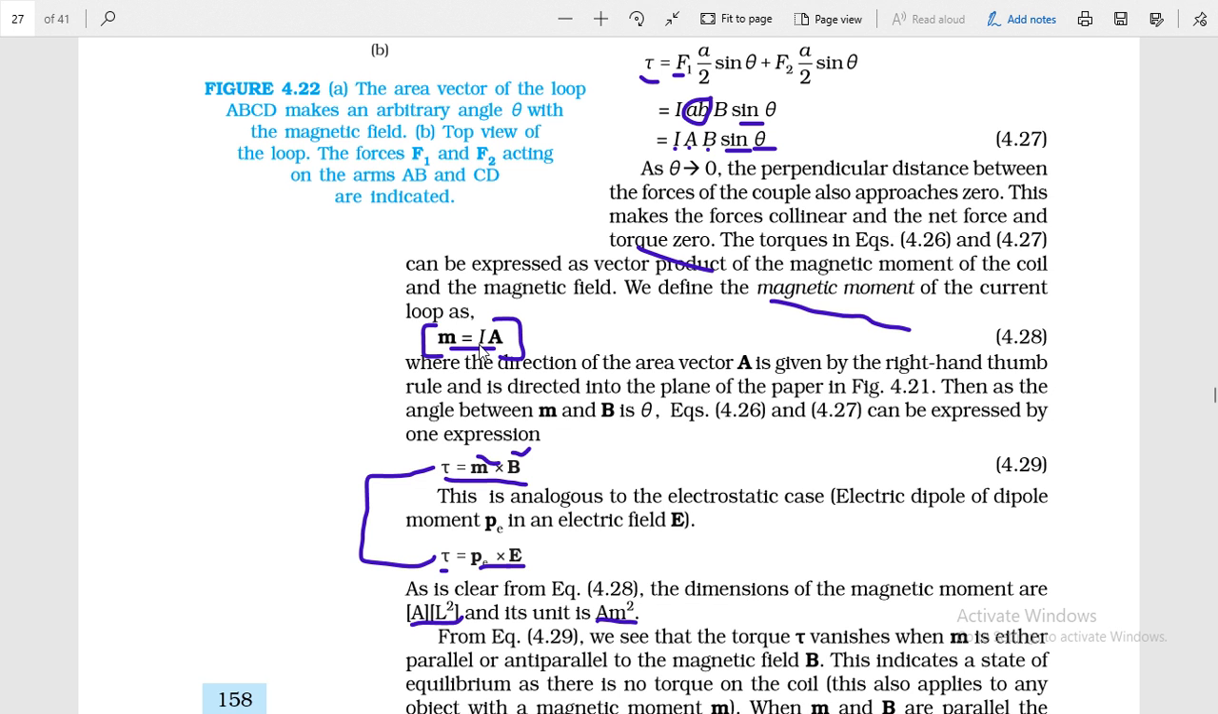By using this formula we will find out the magnetic moment of the hydrogen atom. So it will help you in many cases.